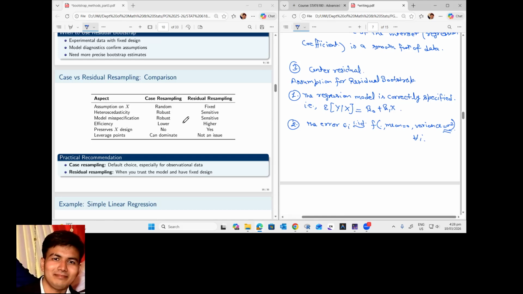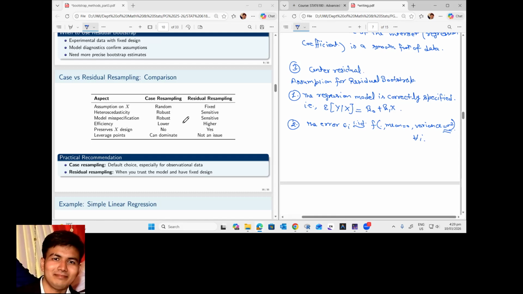In the leverage points and extreme points, in the case resampling it can dominate, because if x has extreme values or outliers in the data set, they will occur every single time when you generate the sample with replacement. While in the residual resampling, because we are going to fix them, it will not be any issue at that time, okay.